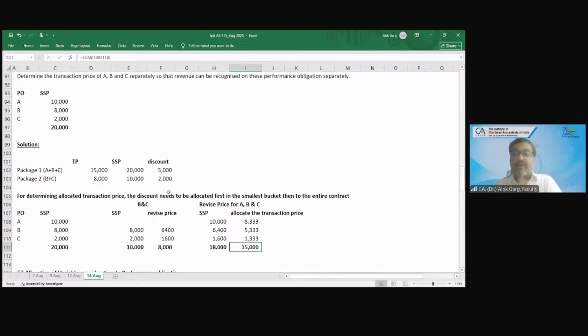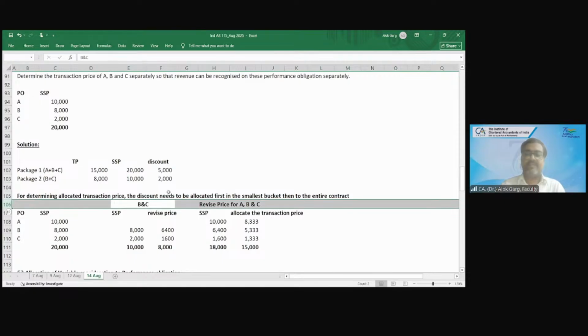You have to apply these approaches for arriving at the allocation of the transaction price to the largest bucket, right? And you can see we have done it step by step.